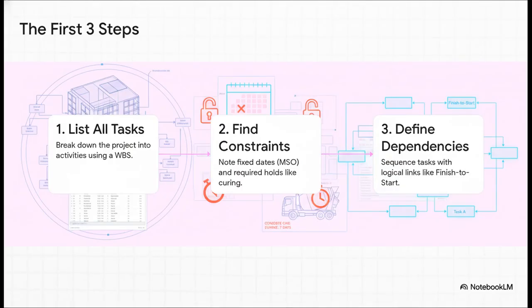Okay, so here are the first three really foundational steps. First, using that WBS you just made, you list out every single task. I mean, everything. Second, you've got to identify your constraints. These are the non-negotiables, like a hard must-start-on date, or say a requirement from the Saudi Building Code, the SBC, that says concrete has to cure for a certain amount of time. And third, you define the dependencies. That's the logical flow of how work gets done.